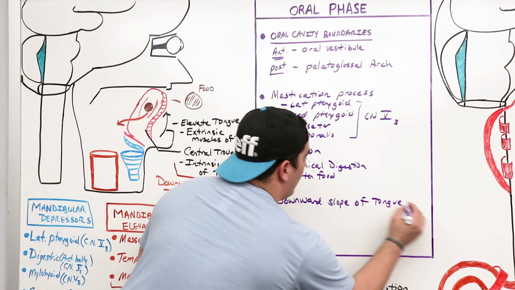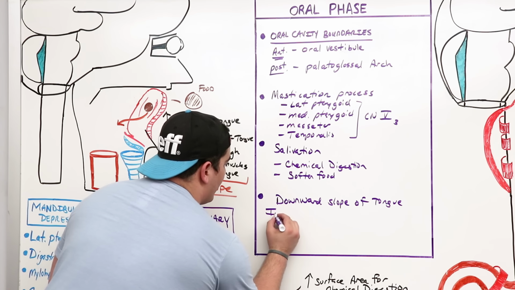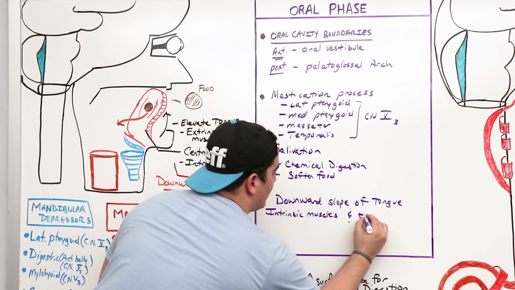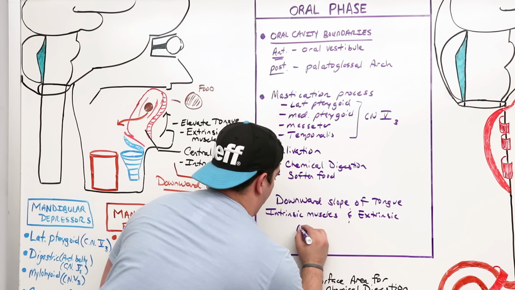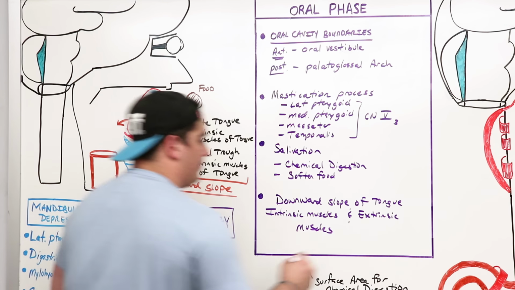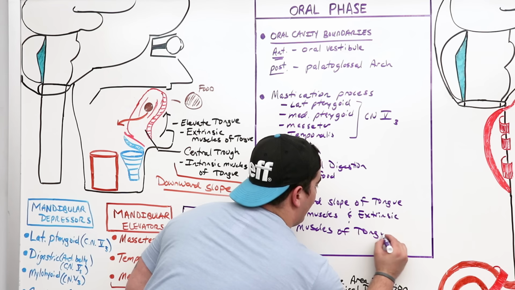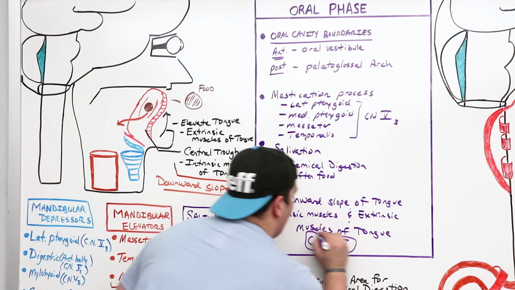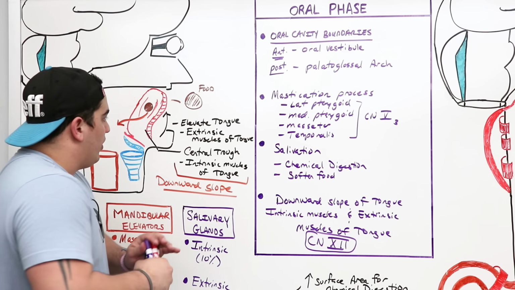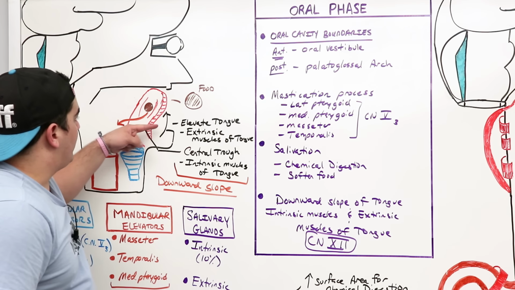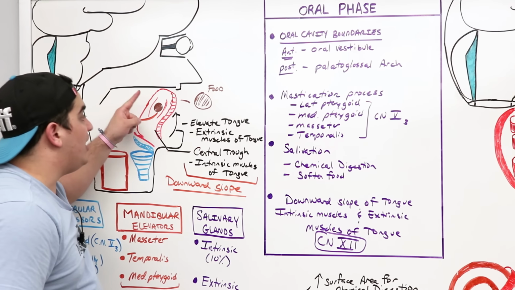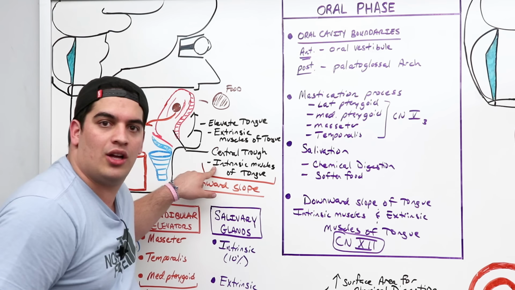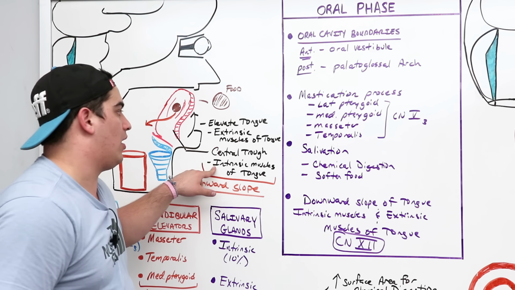And again, if you wanted to remember, the intrinsic muscles and extrinsic muscles of the tongue are innervated by cranial nerve 12, which is also known as the hypoglossal nerve. If you really want to know really quick, the extrinsic muscles of the tongue that elevate the tongue is primarily the styloglossus and the genioglossus. The intrinsic muscles of the tongue are like the superior longitudinal, inferior longitudinal, vertical, and transverse muscles of the tongue.